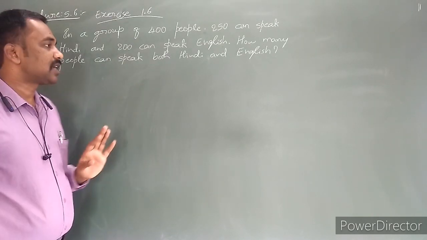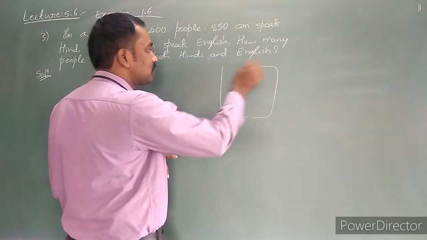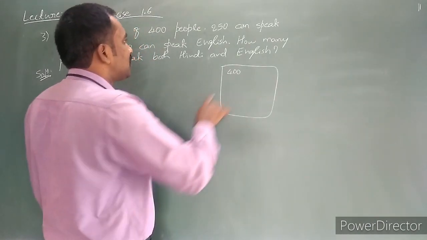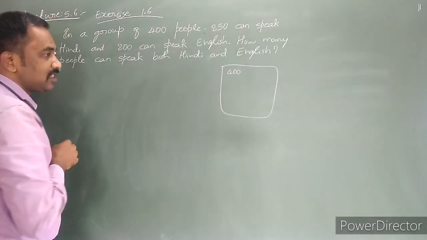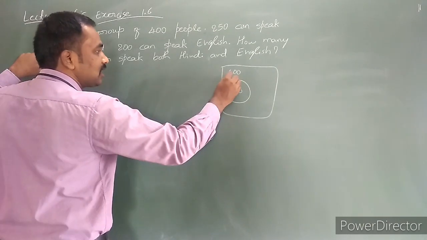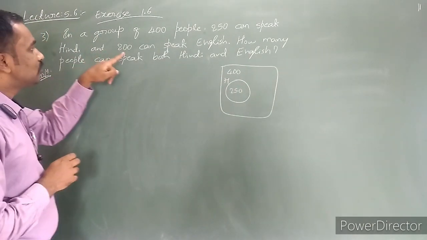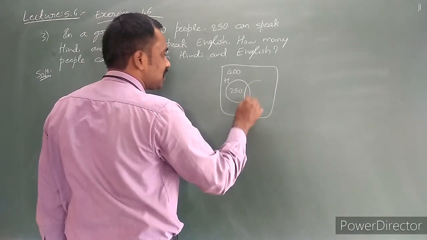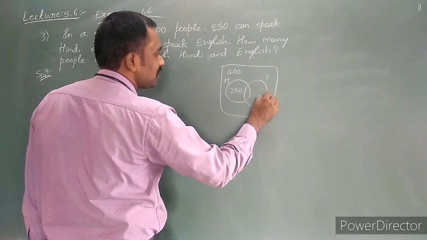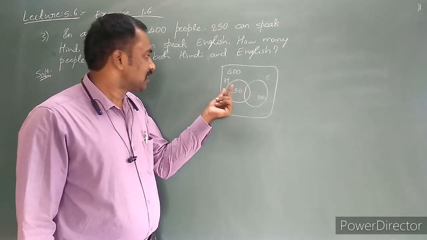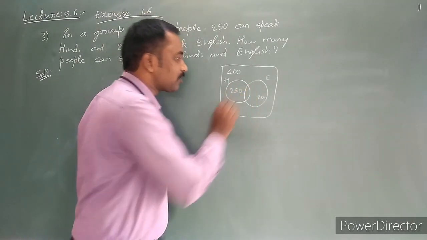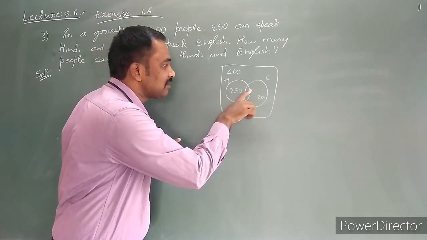Here, a group of 400 people are there. For example, a school is there. In this school, totally 400 students are there. Out of these 400 students, 250 can speak Hindi. This shows the Hindi set. I am just writing a rough Venn diagram. And 200 can speak English. Another set is the English set. Is there any common people who are speaking both Hindi and English? Those people are included here. Is that clear? Those are speaking Hindi as well as English.